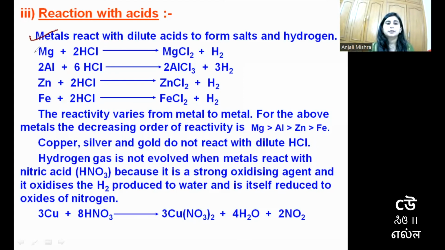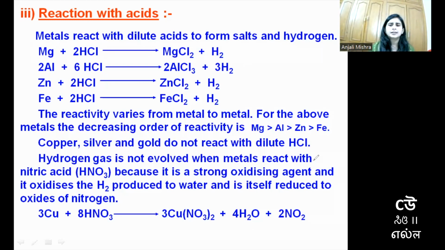So, magnesium combines with hydrochloric acid to form magnesium chloride and hydrogen gas. Aluminium, when it combines with hydrochloric acid, forms aluminium chloride, aluminium trichloride, and hydrogen gas. Same goes with zinc and iron as well. On the basis of this, we'll say that the reactivity varies from metal to metal. For the above metals, the decreasing order of reactivity is first magnesium, then aluminium, zinc and iron. And copper, silver and gold do not react with acids.